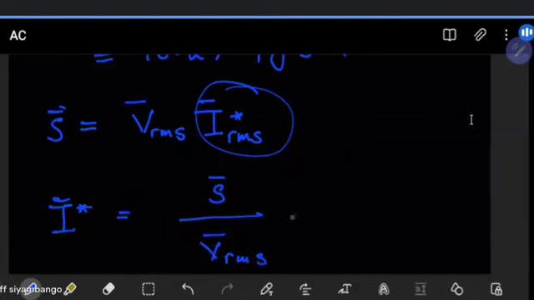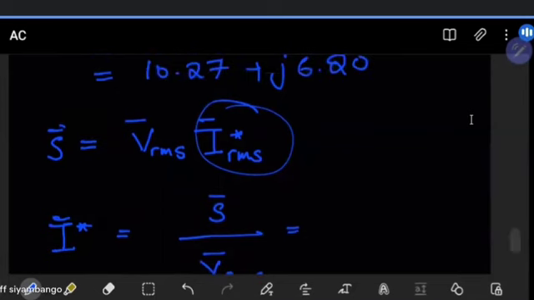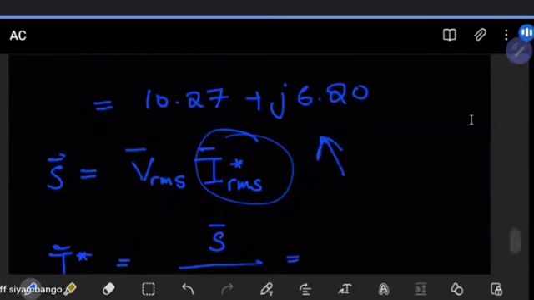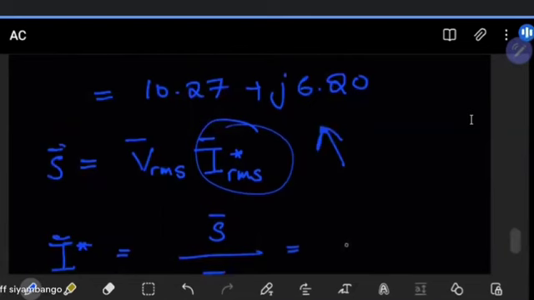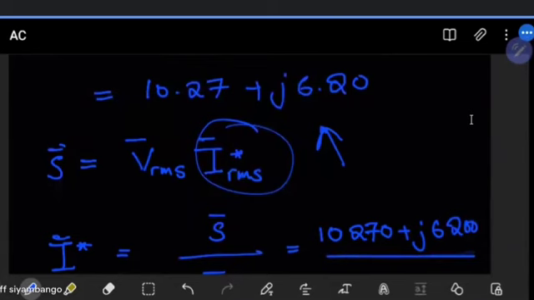Now, we do know what S is. From our earlier calculation somewhere here, we did get this. I'll take this back to without the kilo. This will be 10,270 plus j, again, 6,200. Then this has to be divided by V RMS.